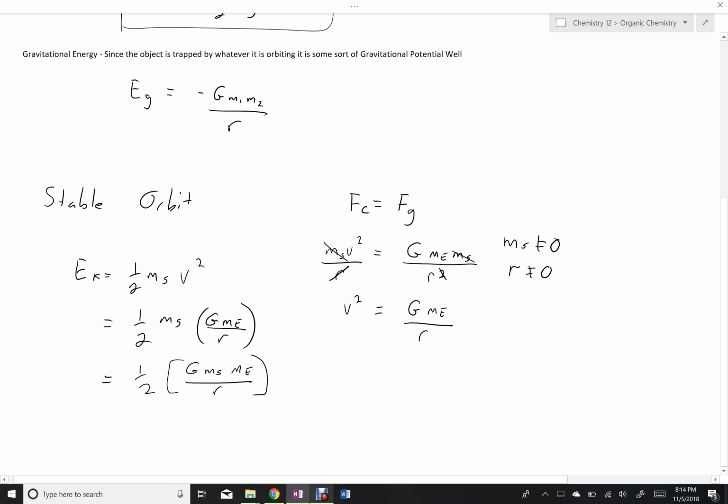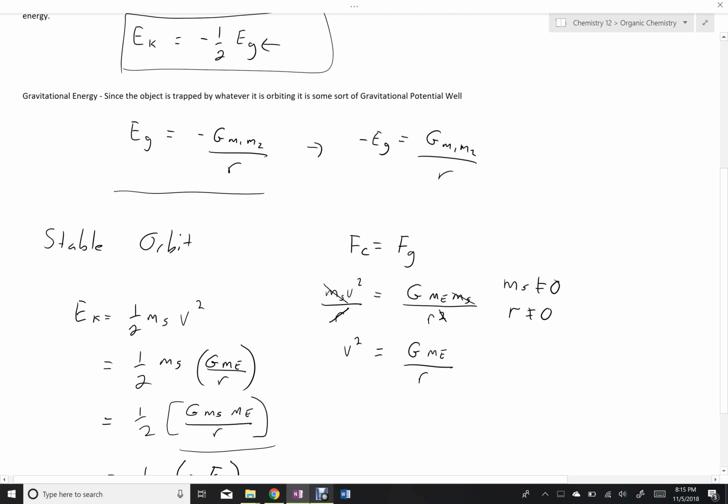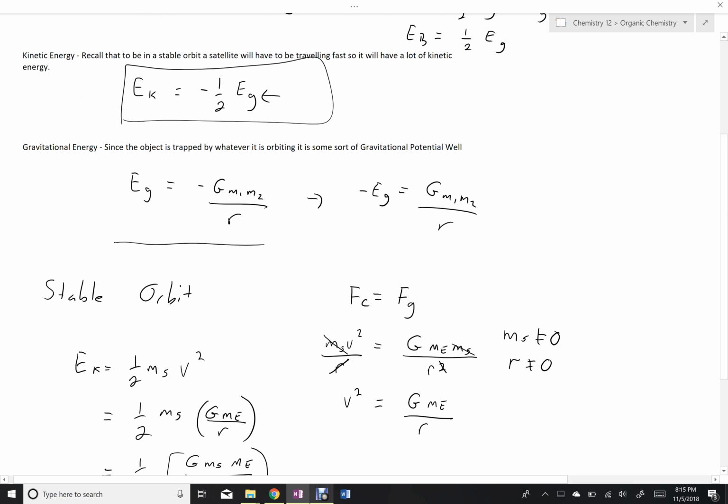And if you compare these two, what's interesting is that this is very similar to the gravitational energy formula. It's just the wrong sign. So if I take this and I multiply everybody by -1, I can get a good agreement between my two equations. So now I can substitute here. And then just bringing the negative out front, I can see that my kinetic energy is -1/2 of my gravitational potential energy.